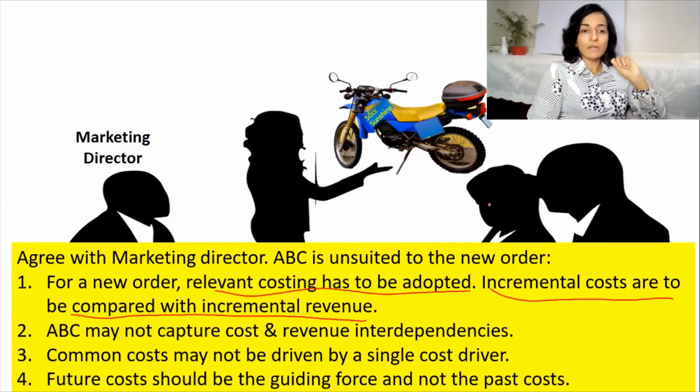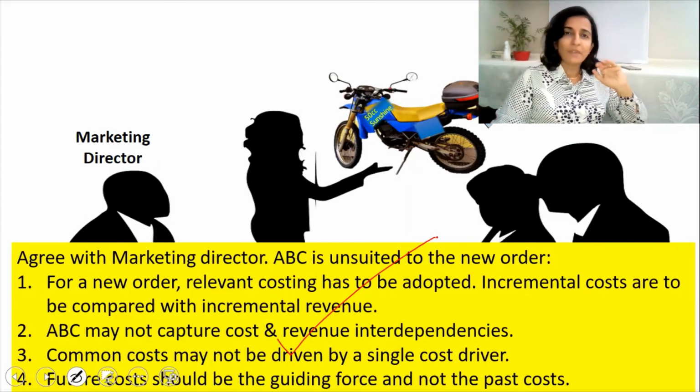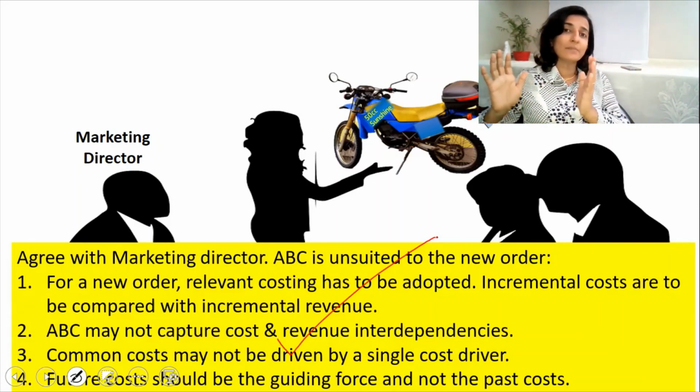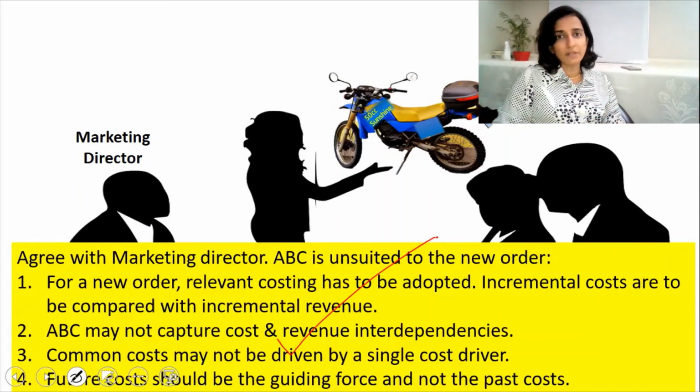Third point, common costs may not be driven by a single cost driver. This is also one of the disadvantages of ABC. Now I will give you an example. How did we divide the setup cost? It is based on the number of setups. But think for yourself, is the number of setups the only driver that can be used for dividing the setup cost? Suppose the time taken for setting up the fireball and the time taken for setting up the machinery for the roadster is different. Then even the time should be a cost driver, right?